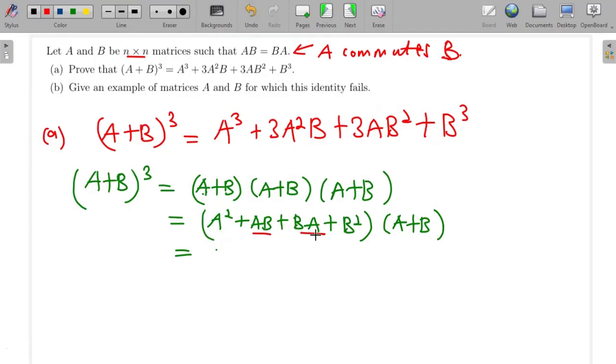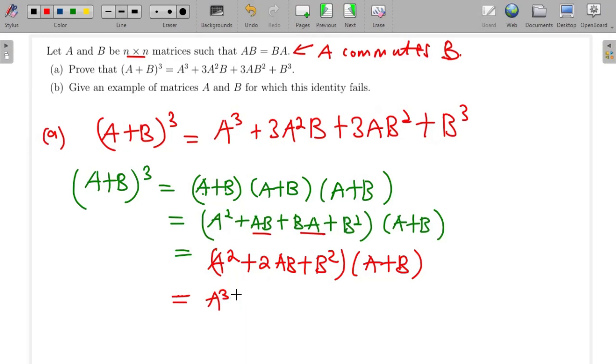So I have two ABs there. So it's just going to be (A squared plus 2AB plus B squared) multiplied by (A plus B). Okay, so now we expand. A multiplies with everything here. So it will be A to the power 3 plus, okay, remember it's multiplying from the right-hand side. So whatever I'm multiplying with should come to the right.